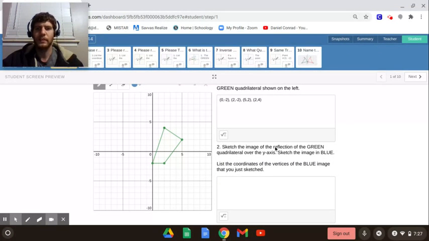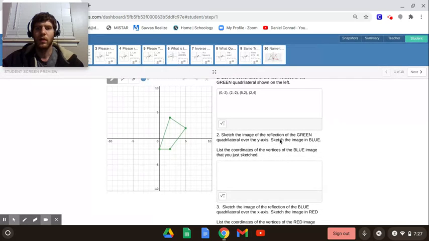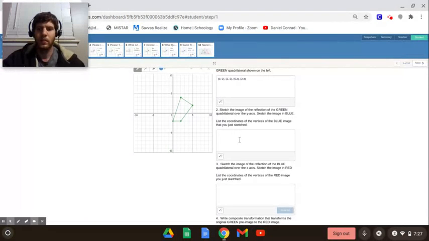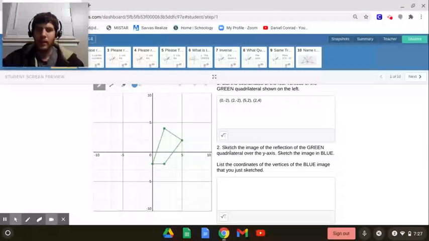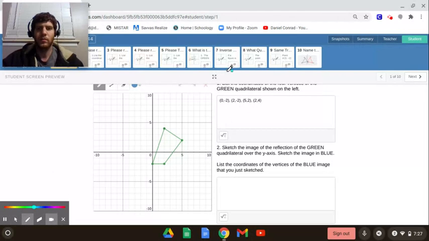We want to sketch the image of the reflection of the green quadrilateral. Okay, so that was all very delayed. We don't want to go that far back. Our rule for reflecting over the y-axis is going to be (x, y) goes to (-x, y). Since we're flipping over the y-axis, that's the vertical axis, so we're flipping left and right. That means we're going to change the sign on the x value and leave the y value the same.